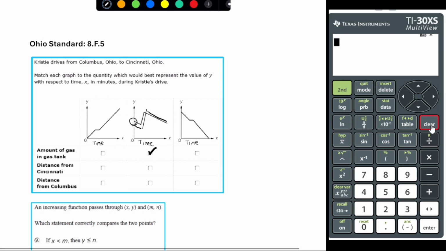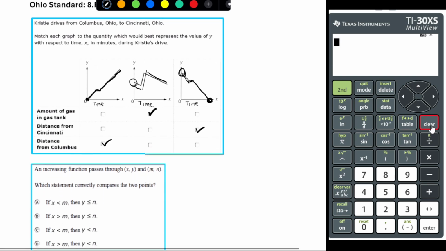I would say it's this one. Because, like I said, you're starting the farthest away from Cincinnati that you are, and you're getting closer. Here's probably where you stop to get gas again. So you're not moving for a bit, and then you get closer and closer until finally, huzzah, you've reached Cincinnati. Your distance away from Cincinnati is 0. So process of elimination for this last one, distance from Columbus. You're starting in Columbus. Your distance from Columbus is 0 at the start. And then as you drive to Cincinnati, you're getting farther and farther away from Columbus. So this would be that.